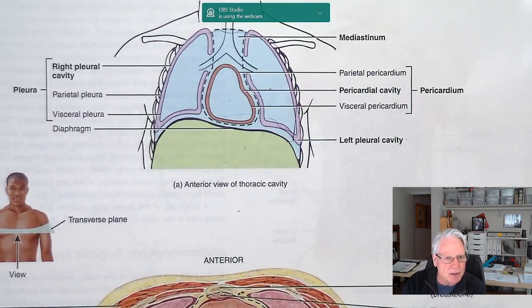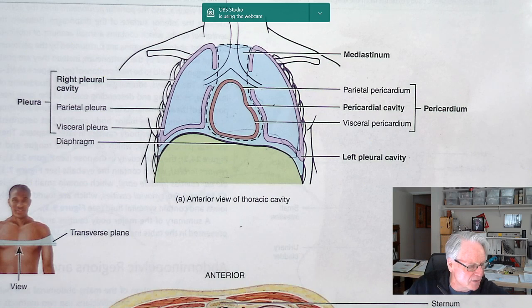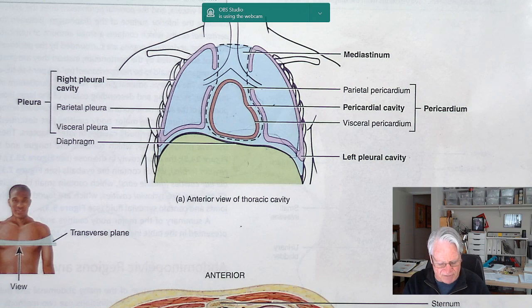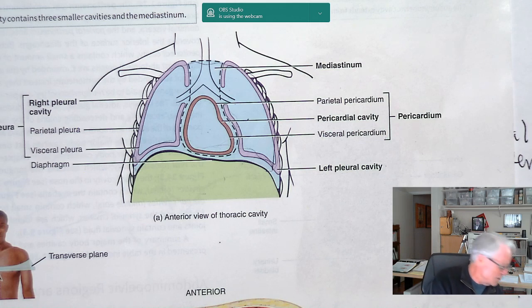So that's a very quick overview of the serous membranes and how they are arranged inside the body. One last thing I want to point out in terms of the membranes is that inside the abdominal pelvic cavity, we have a special name for the serous membrane, and that's called the peritoneum.